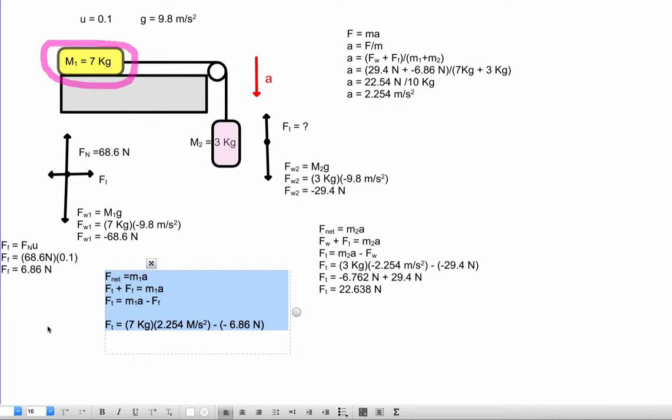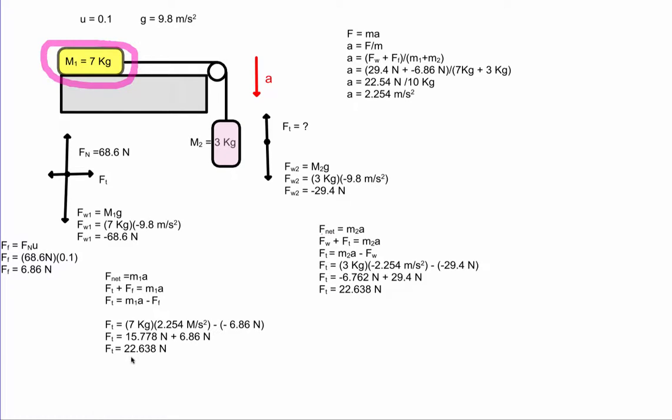Substituting in values, 7 kilograms, choosing to the right as a positive direction, so the acceleration in this equation is positive, minus the force of friction, which is negative because it's in the opposite direction. Solving for the first term, then the force of tension is 22.638 newtons. I hope this was helpful.